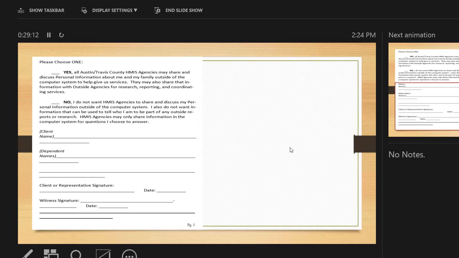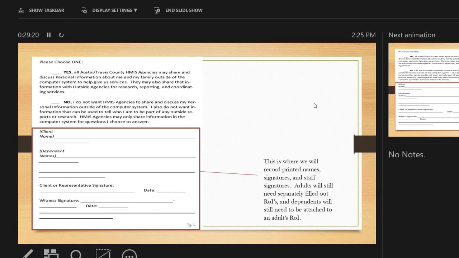Next section is almost exactly the same as our current system: client name, dependent names, client or representative signature, and witness signature. So this is where we record printed names, signatures, and staff signatures. Naturally, adults still need to separately fill out their own individual ROIs, and dependents still need to be attached to an adult's ROI. So an adult who has the legal right and ability to agree to share their information or not.